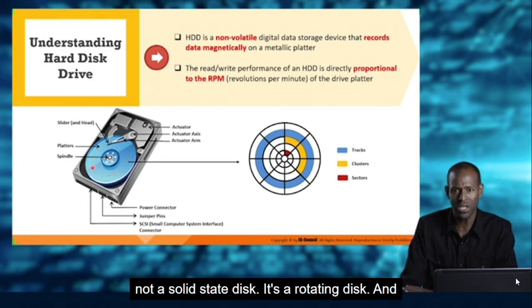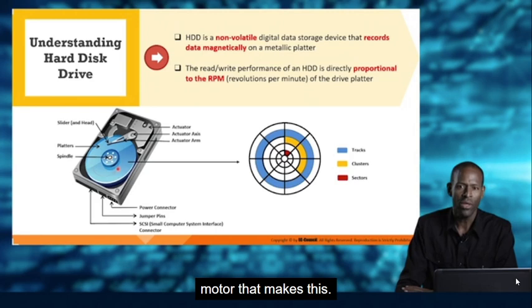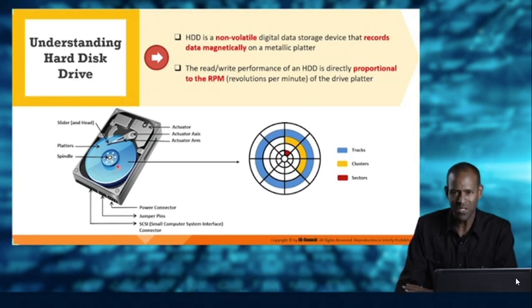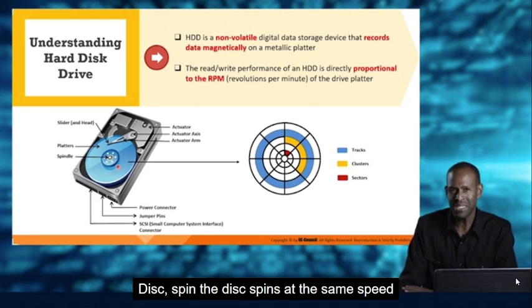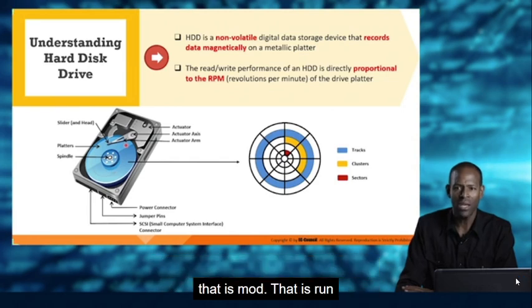So if you look at this disk drive, this is a hard disk, and this is not an SSD, it's not a solid state disk, it's a rotating disk. And this disk is rotating around. There is a motor that makes this disk spin. The disk spins at the same speed, and then we have a read-write head that's at the end of this actuator arm that is run by this actuator.